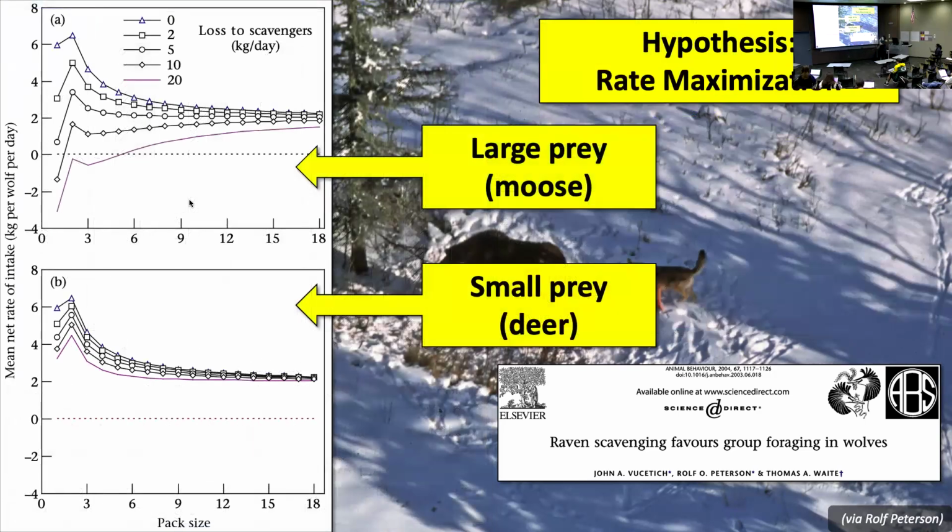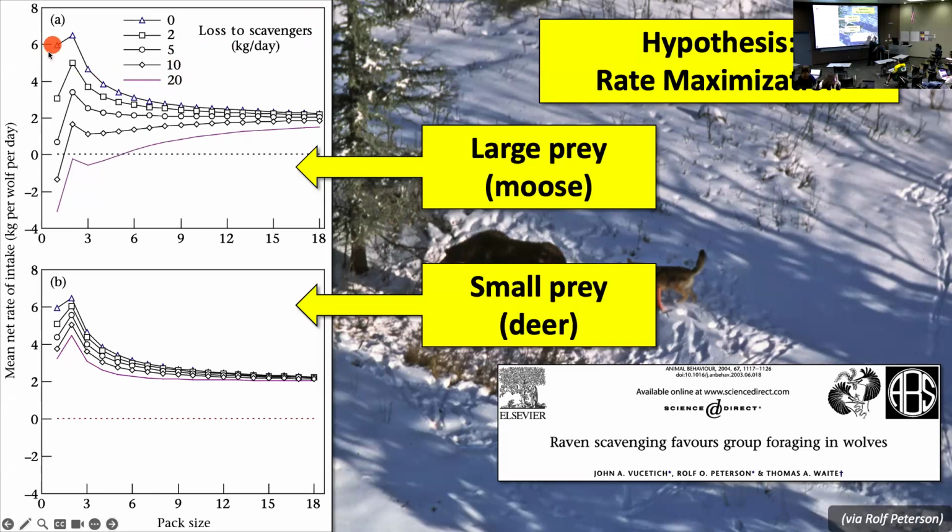And they also modeled the intake rate. So this is not risk, this is back to rate maximization, which is the majority of last unit. And up here, these are going to be, and I'll explain the lines here in a second, this is for moose, and this is for deer. And so these different lines correspond to different assumed loss to scavengers. So this triangle is no scavengers. The purple line without a symbol is a lot of loss to scavengers.